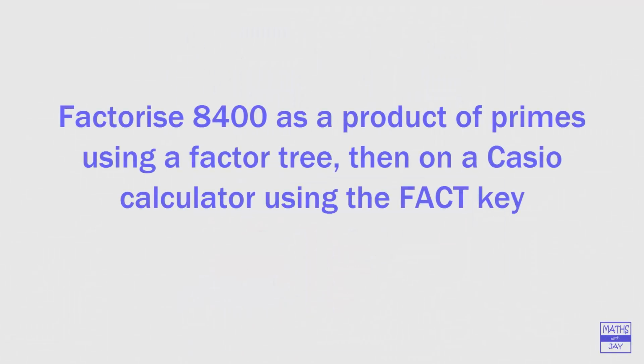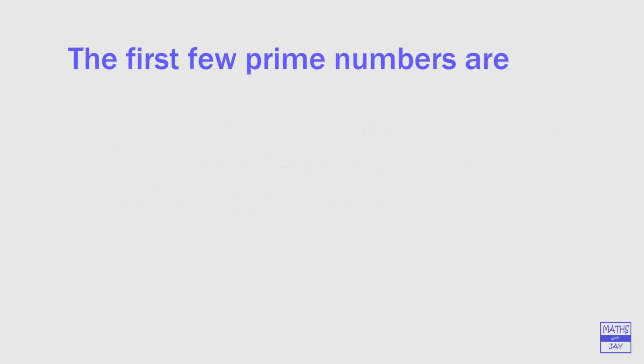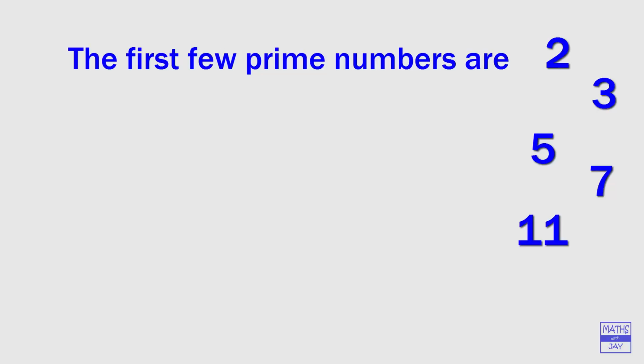Here we want to write 8,400 as a product of prime factors. So let's start by writing down prime numbers. The first few primes are 2, 3, 5, 7, and 9 isn't prime because 3 3s are 9. So the next one is 11, and then we've got 13. So that should be enough for this example.